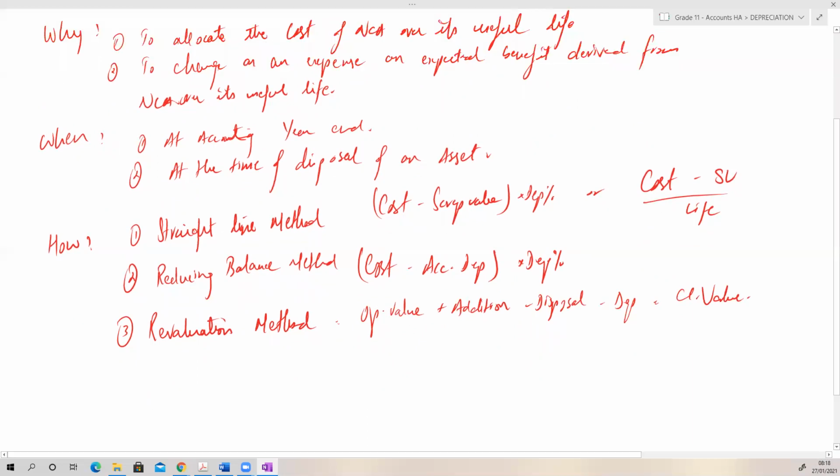Straight line is very simple, charging depreciation on cost. बहुत simple है. You charge depreciation on the cost of an asset. Reducing balance method, you charge depreciation upon net book value brought forward of an asset. Cost minus depreciation is net book value. ठीक है?